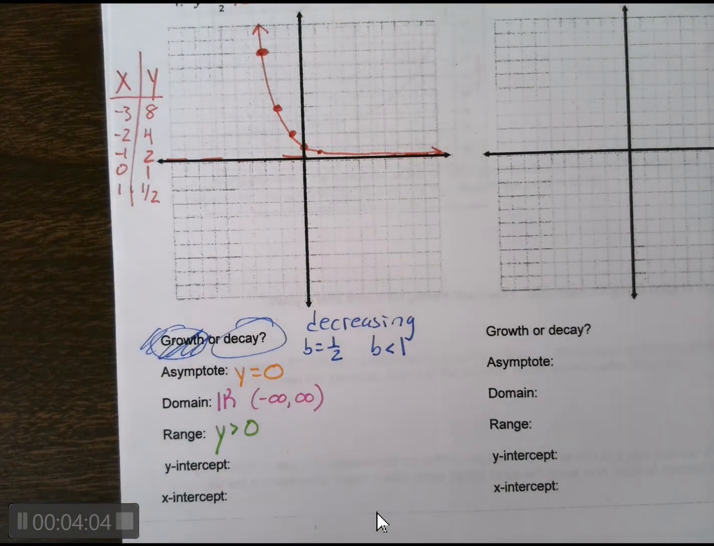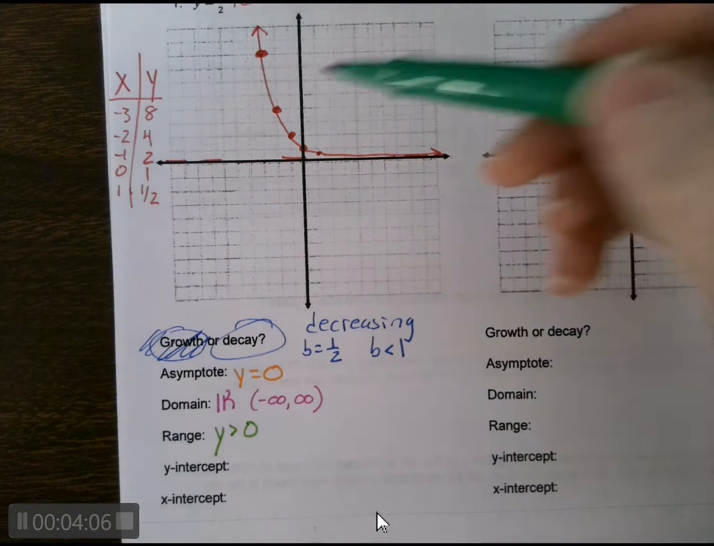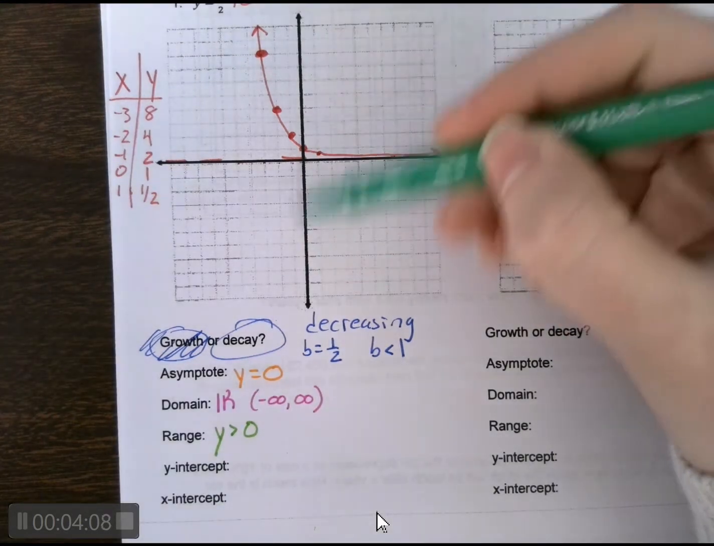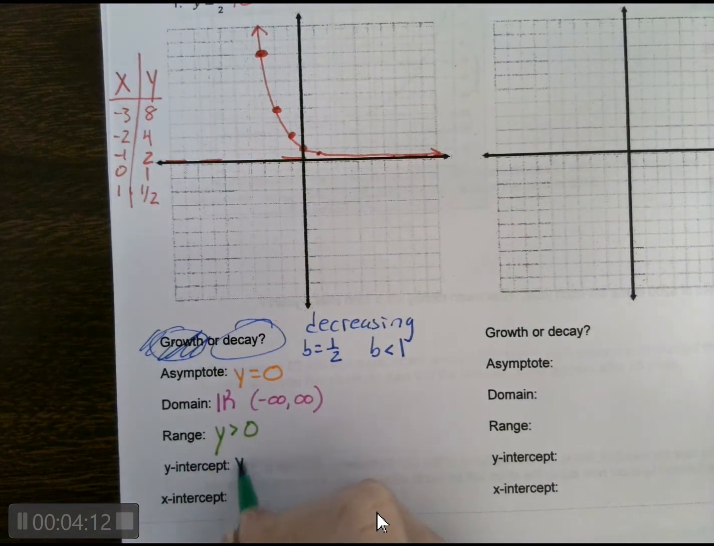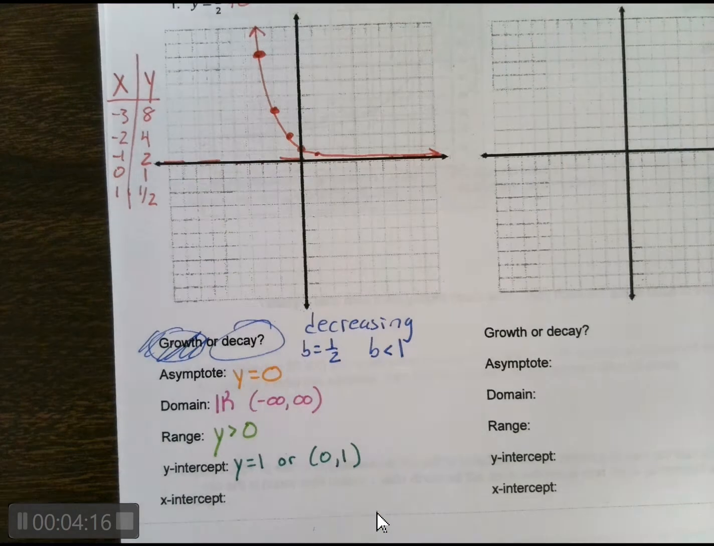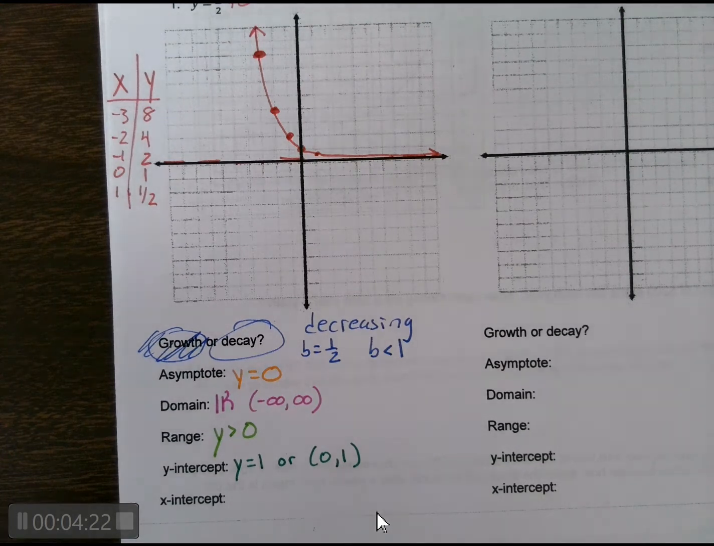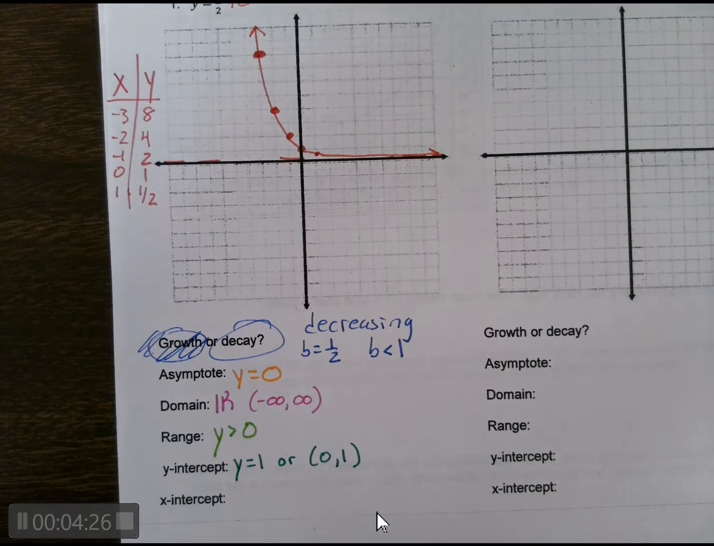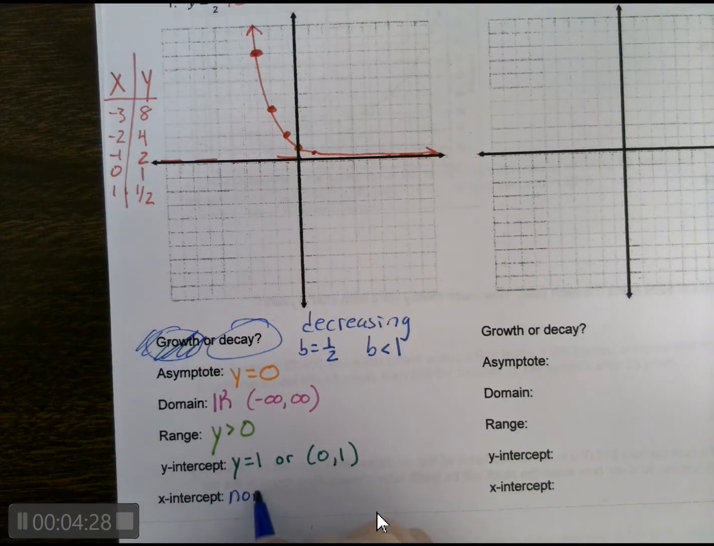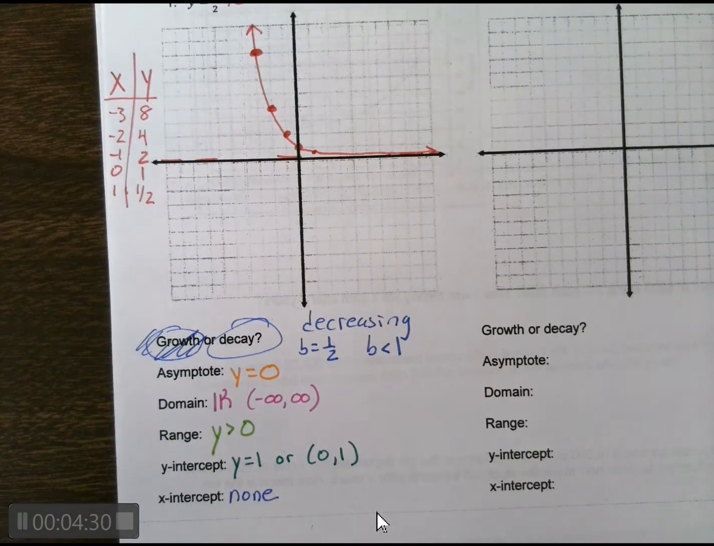Then we're going to determine our y-intercept, which is where it crosses the y-axis. And it crosses right here at 0, 1. So y equals 1. And then our x-intercept is where it crosses the x-axis. Do we have one? No, we don't have one because we have an asymptote at 0.